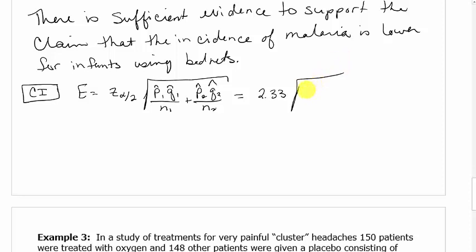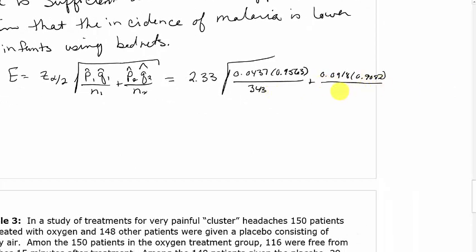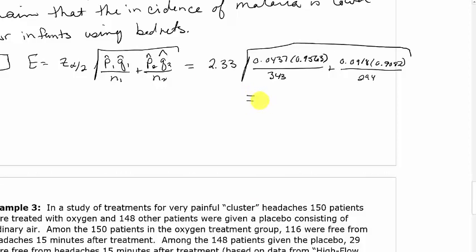And this is going to be 0.0437 times 0.9563 divided by 343 plus 0.0918 times 0.9082 divided by 294. When you compute this, you should get 0.0469.